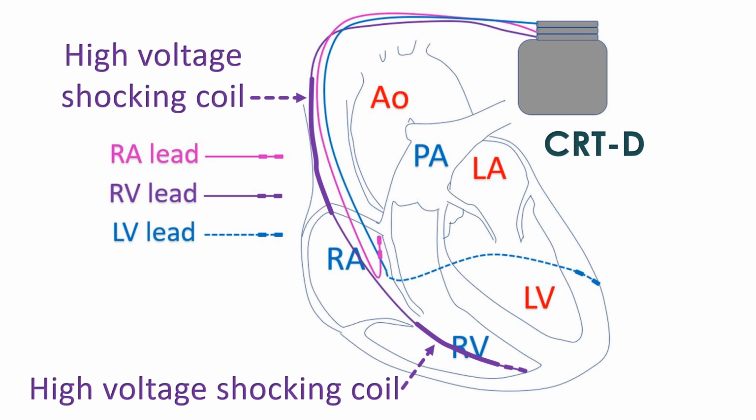Moreover, the internal shocks given by CRT-D can be painful, though essential to save life in case of fast ventricular tachycardia or fibrillation. CRT-D is needed in some heart failure patients who have a high risk of life-threatening ventricular arrhythmias. CRT-D senses the arrhythmia using its leads and can deliver either overdrive pacing or a direct current shock for terminating the arrhythmia. The direct current shock is delivered between the electrically active can of the device and the intracardiac high voltage shocking coil.